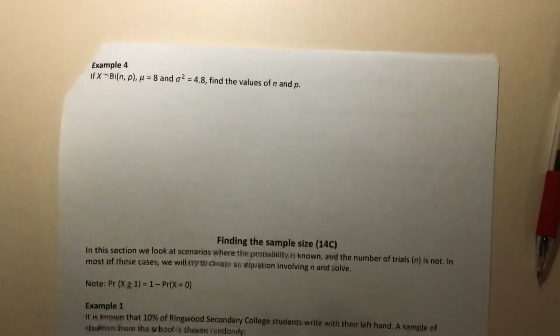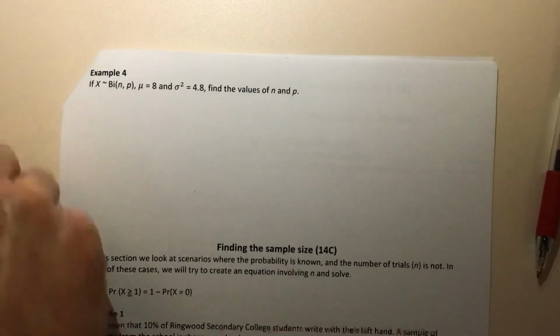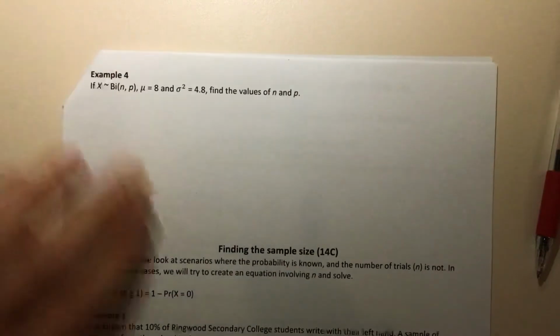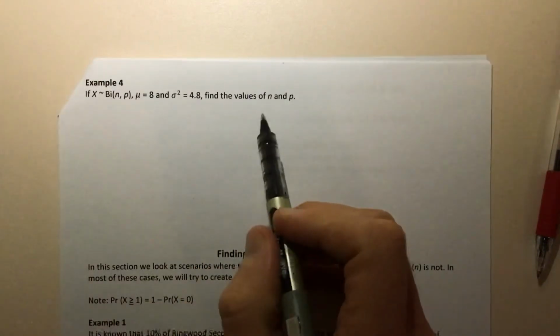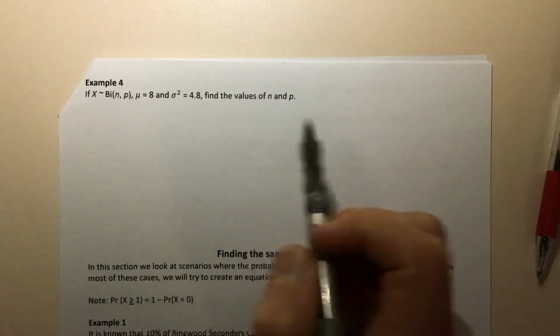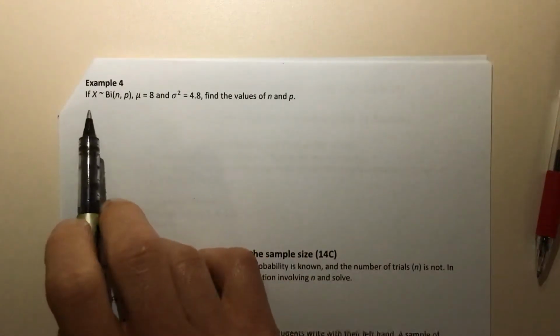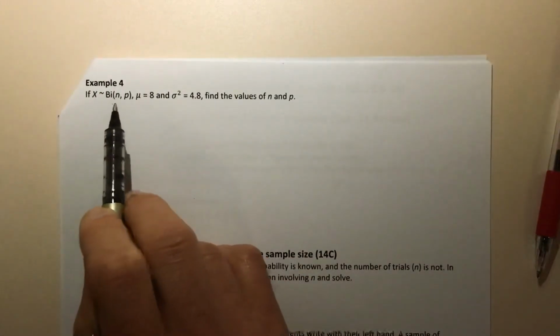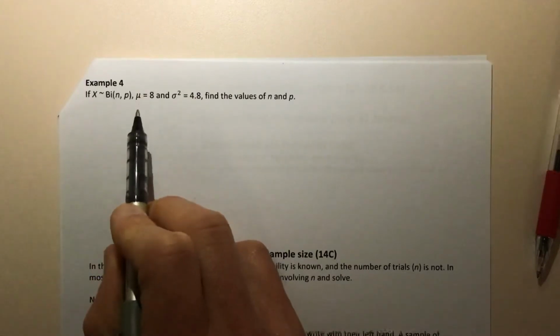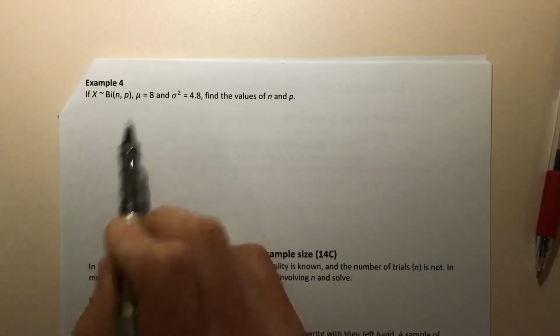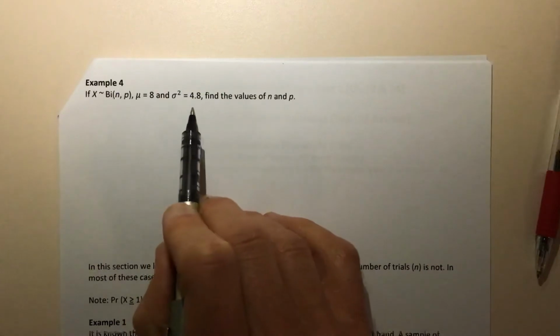All right, lucky last example. This one, we don't really have much of a context. We've just been given some values and we have to find the values of n and p. So we're kind of working backwards with this one. This one tells us that x is a binomial variable where the mean, the expected value, is 8 and the variance is 4.8.